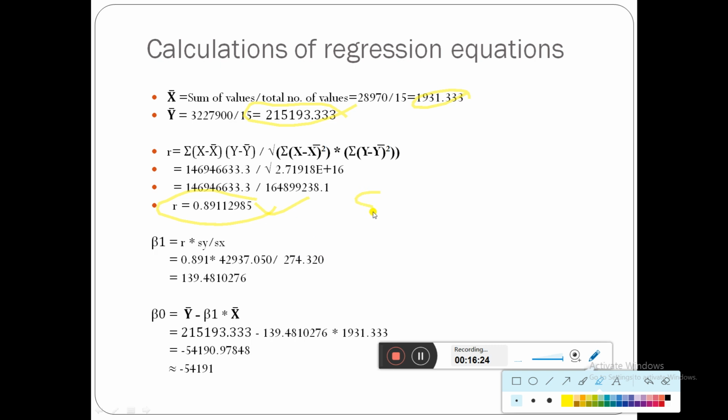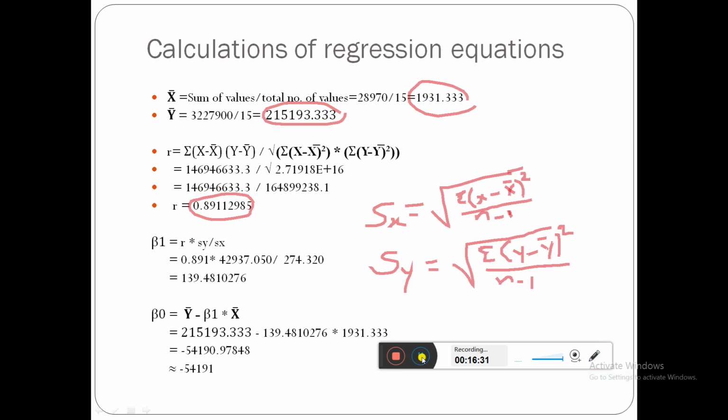Standard deviation of x: the formula is sx equal to the square root of summation of (x minus x bar) squared divided by n minus 1. Sy, the standard deviation of y, is equal to the square root of summation of (y minus y bar) squared divided by n minus 1. By applying this formula, you have to find the standard deviation of y and of x. We got these values, and the r value is already there.